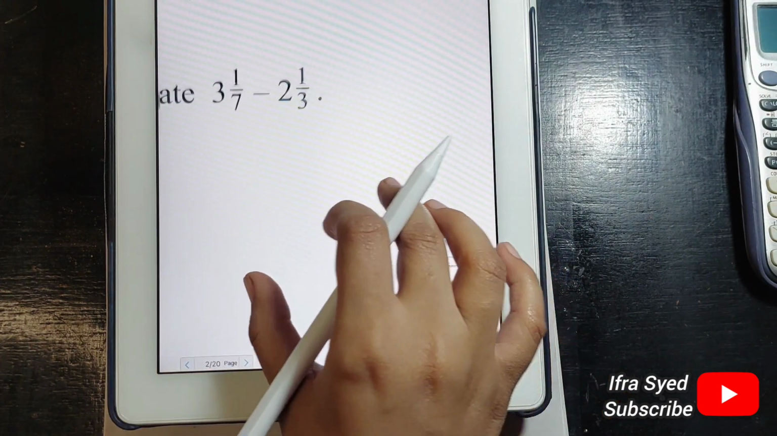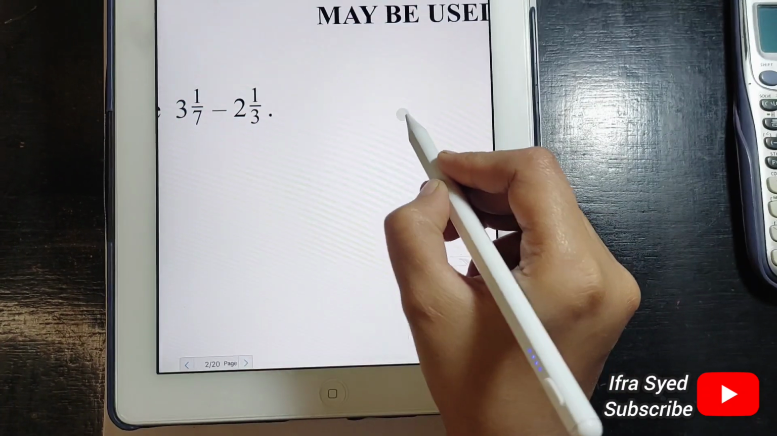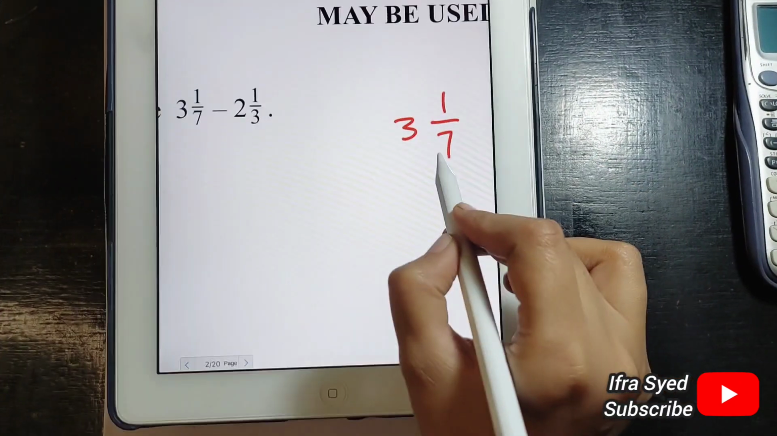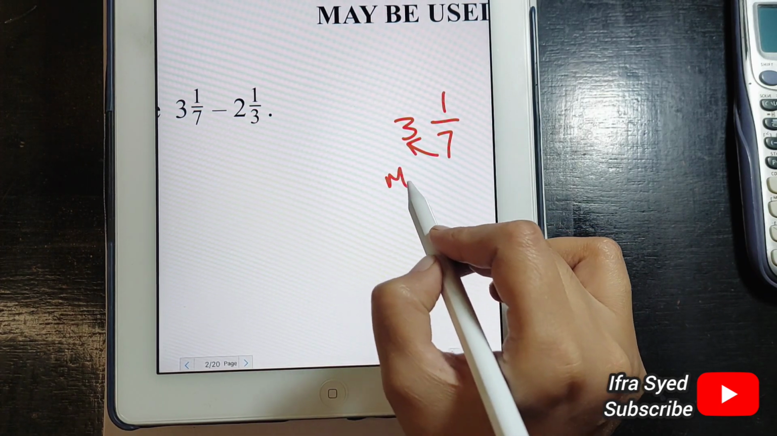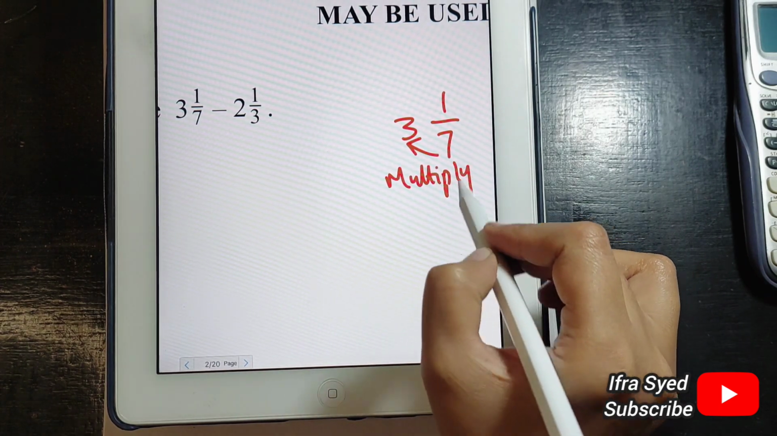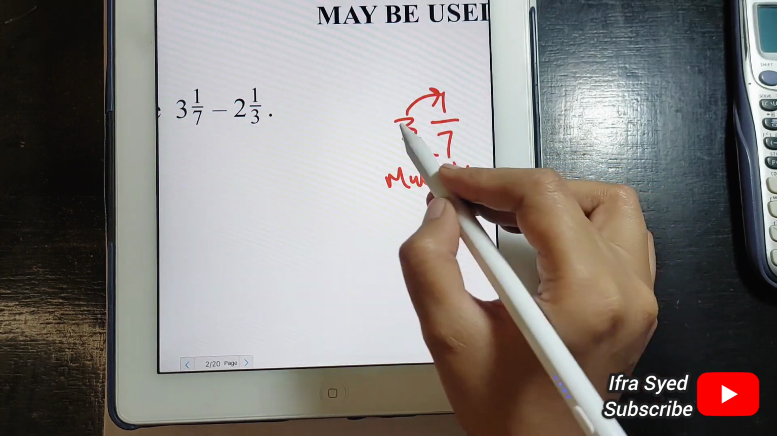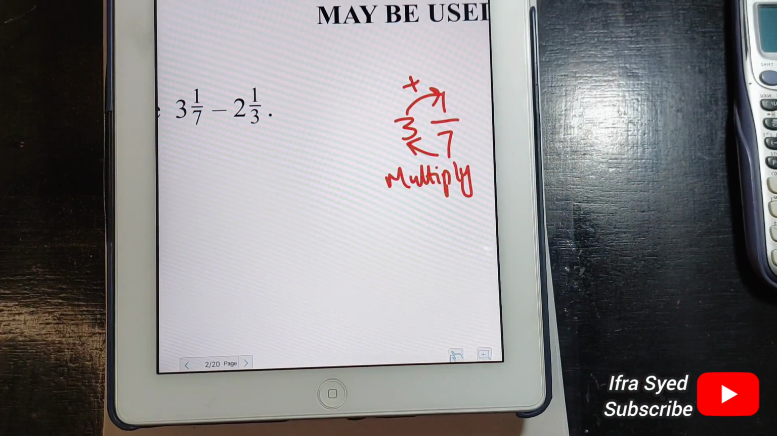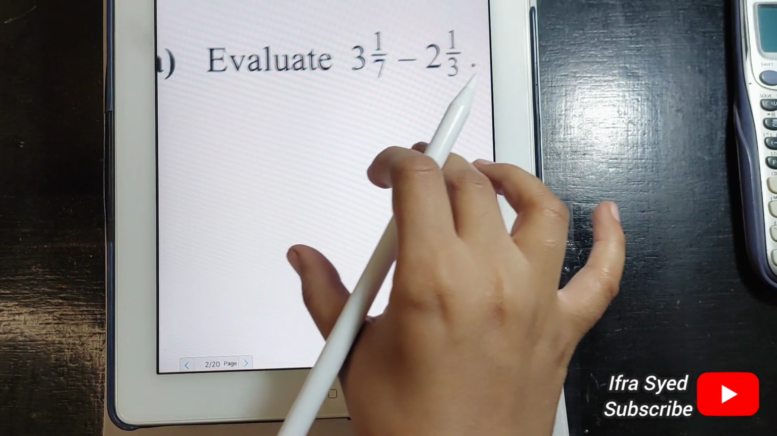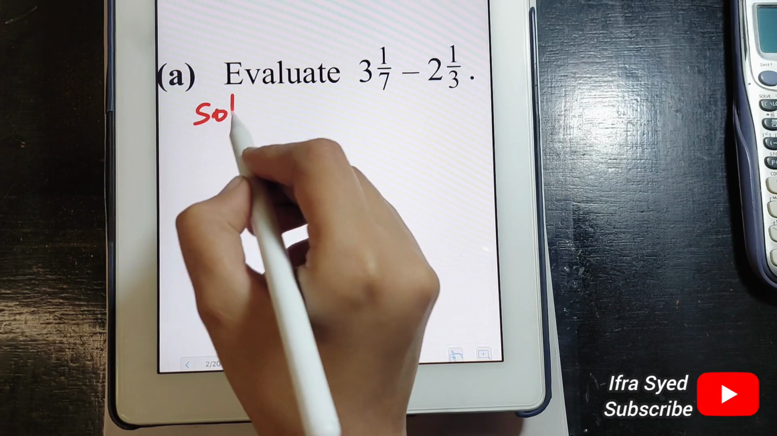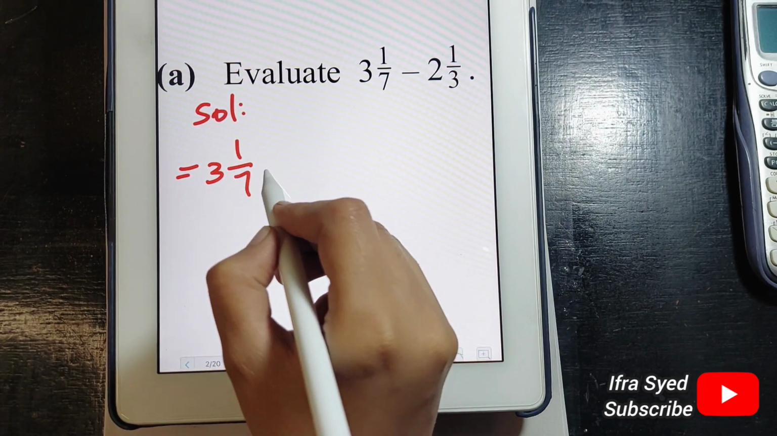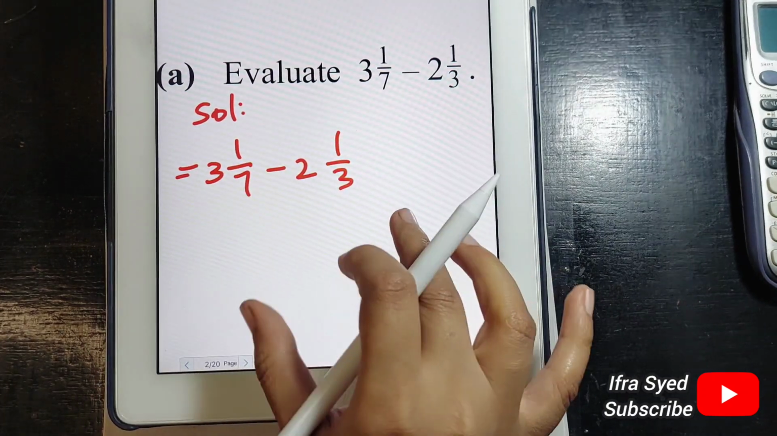So to change a mixed number into an improper fraction, we use this method. As we have 3 whole 1 by 7, first of all we multiply these two terms, and then we add our answer with this term. So this is the simplest method to change a mixed number into an improper fraction. So let's start it. Our question is 3 whole 1 by 7 minus 2 whole 1 by 3.